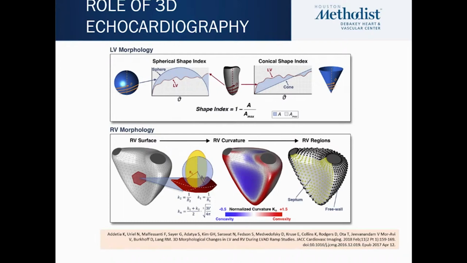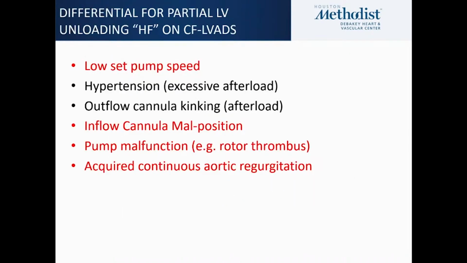Some of these parameters have not made it to clinical practice, but this change in the RV morphology and the LV morphology can give us clues to whether this is, one, an appropriately unloaded heart, and two, are we making the RV function worse by changing the shape drastically. I'm not going to go into all the details of the sphericity index and the convexity and concavity, but this could be something of clinical importance in the future.